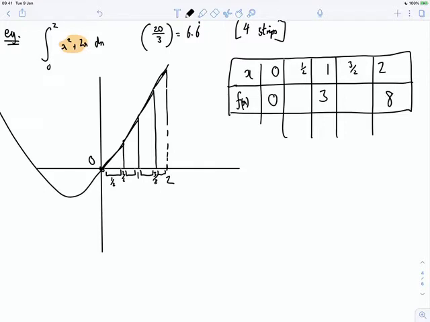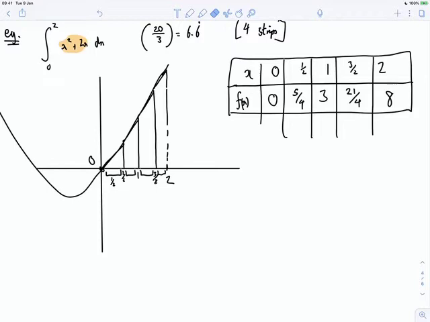And now let's fill in the other ones. When x is a half, squared is a quarter, plus 2 lots of a half, which is 1. 1 plus a quarter is 5 quarters. When x is 3 halves, I've got 9 quarters, plus 2 lots of 3 halves is 3, so it's 9 quarters plus 3, which is 21 over 4.